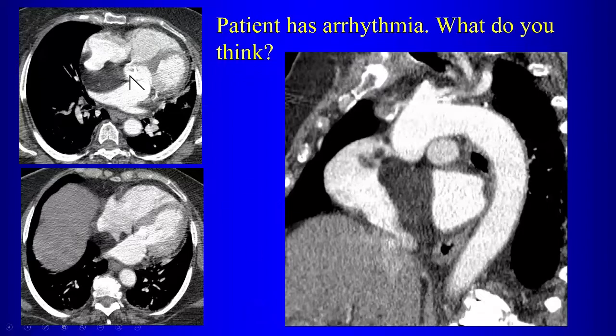Yeah, so it is fatty in attenuation. And notice also here this particular shape, right? So this is called a dumbbell shape. It kind of drops out in the region of the fossa ovalis. So these are characteristic features of this lesion. What is this? What do we call this?